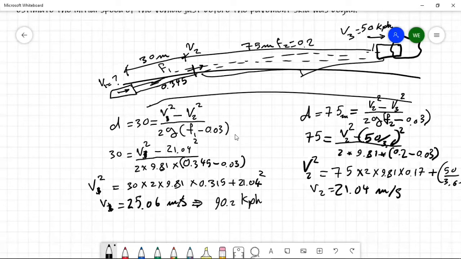I was confused with the notation, so I used V3, but we are done with V3 here. So the final answer is V1 equals 90.2 kilometers per hour.